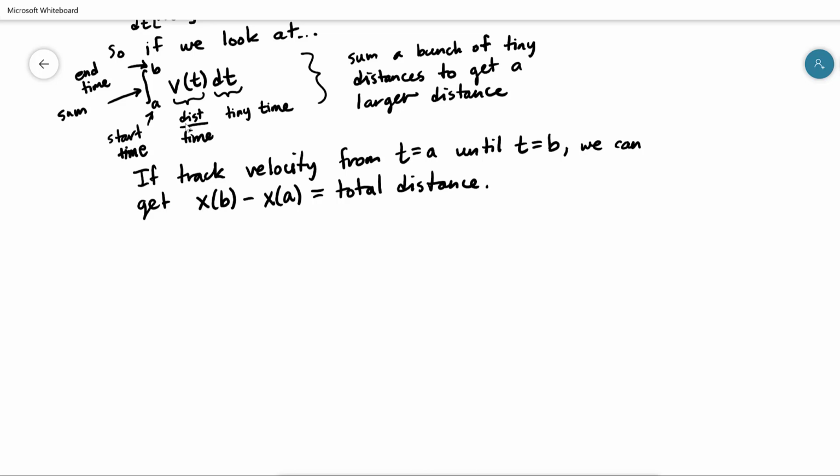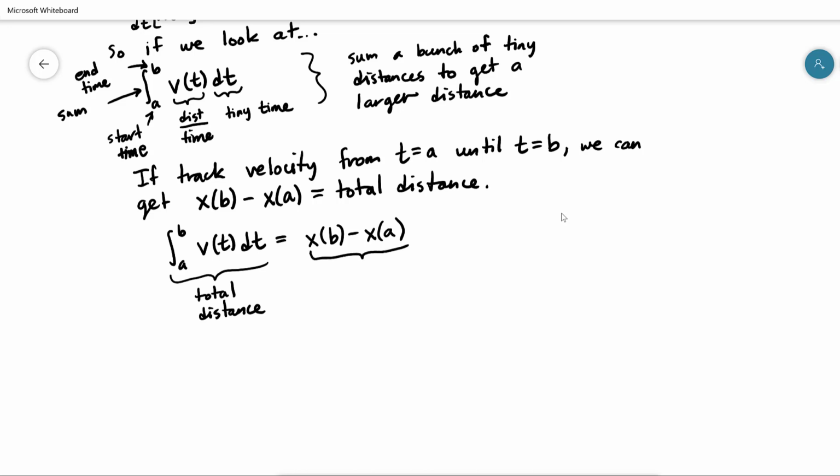And how is the position function related to the velocity function? It is the antiderivative. So what I'm saying is the integral from a to b of v of t dt is simply going to be equal to x of b minus x of a. This is a total distance traveled. And this is also the total distance traveled by just looking at the difference of our starting and ending positions.